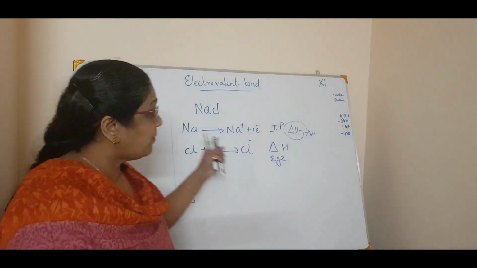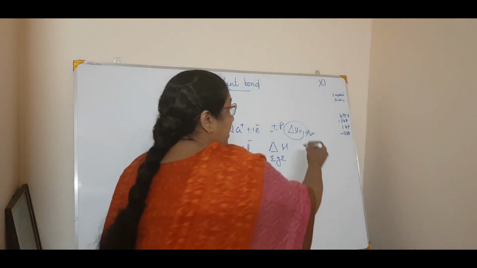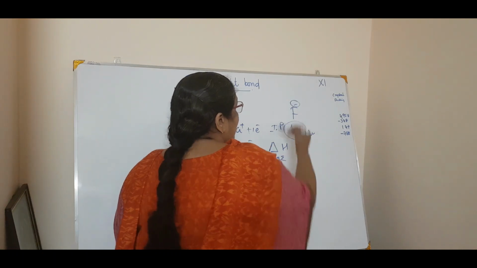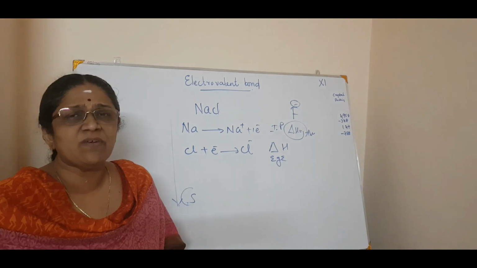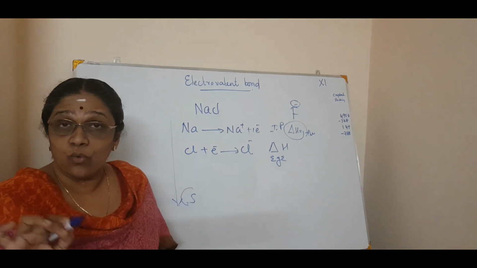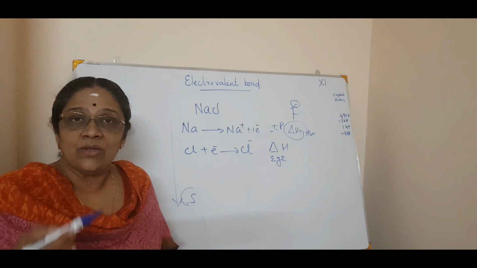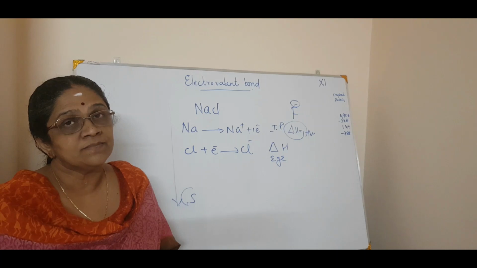So, as we go from left to right in a periodic table, isn't it? We know that fluorine is having the highest electron gain enthalpy. Exceptions we will go into later. But as a general rule, we will say that fluorine has got a high value of negative electron gain enthalpy. Clear?